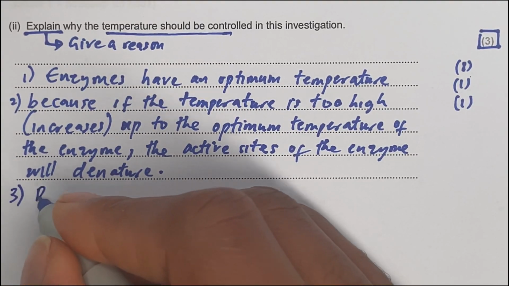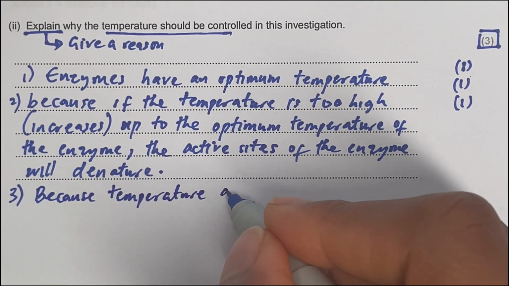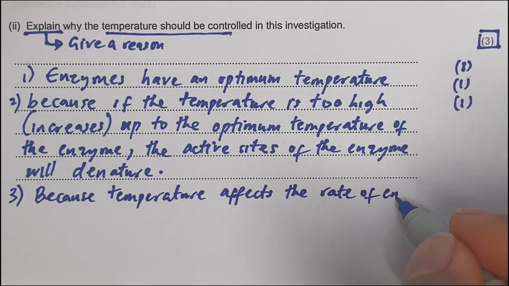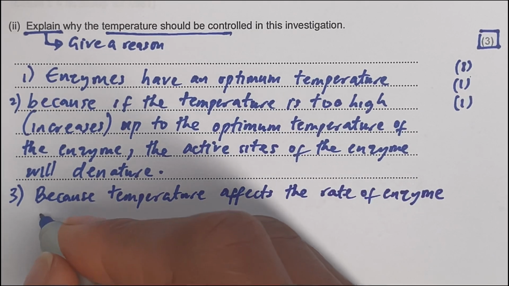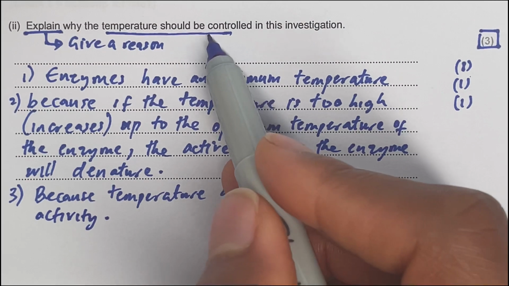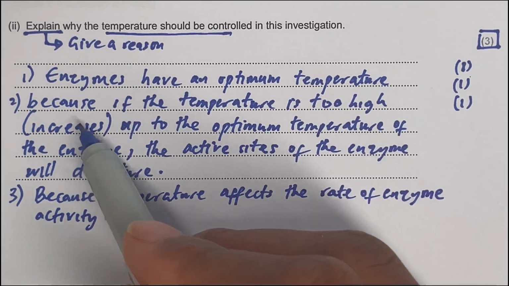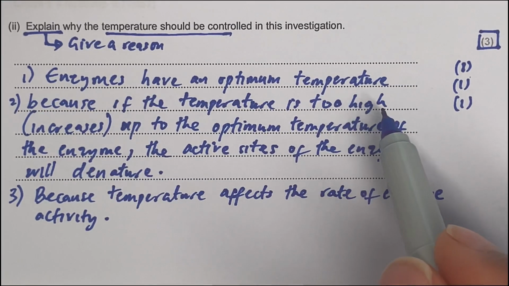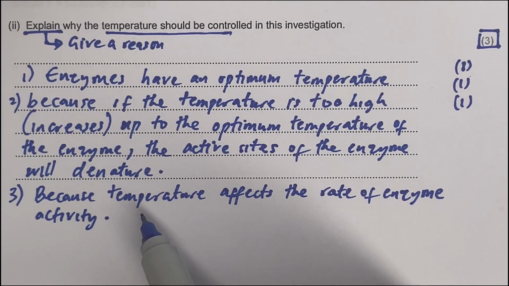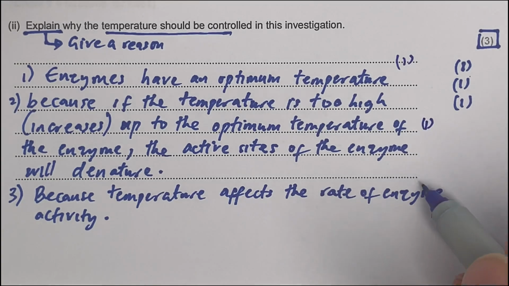Second reason is because temperature affects the rate of enzyme activity. Okay, so that is why we need to control this temperature. Now, some people in an exam will leave these 2 points and think this will get you 2 marks. No, we wouldn't. This is one reason: the enzyme's active sites will denature. Second reason is because the temperature affects the rate of enzyme activity. Okay, so I have 1 mark, 1 mark, 1 mark.